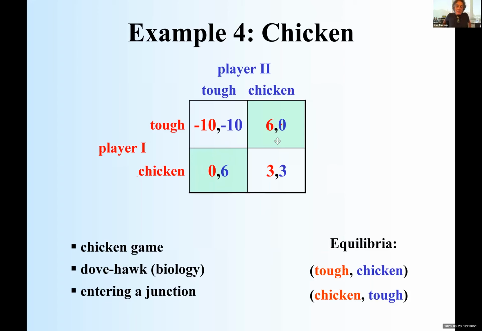So now you say, but who is going to be the tough? Who is going to be the chicken? I don't know. I just say that if player 1 is playing tough and player 2 is playing chicken, none of them has any incentive to deviate. And we call that pair of strategies a Nash equilibrium. A Nash equilibrium is a pair of strategies, one for me, one for you, so that no one has any incentive to deviate from his or her strategy.